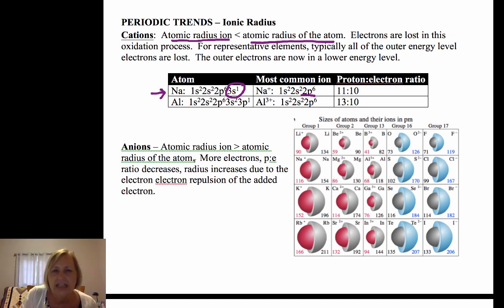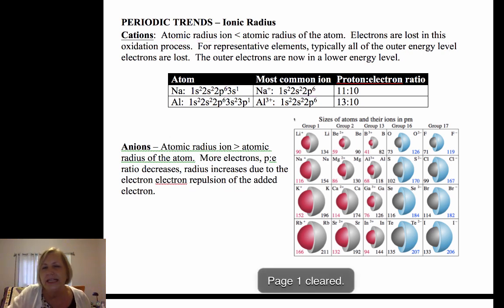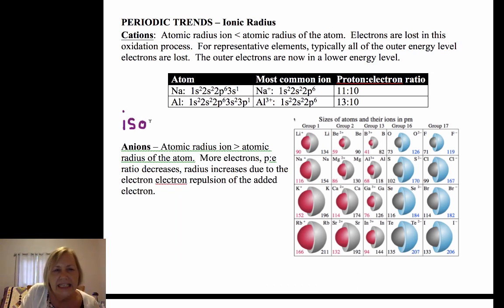For anions, the atomic radius of the ion is bigger. That's because we've added electrons, and those electrons cause more repulsion. They push out, so that energy level pushes out a little bit to accommodate that repulsion, and the radius gets larger. Now, what I want to do in this video is expand that a little bit and talk about isoelectronic series of ions and the trends in those.